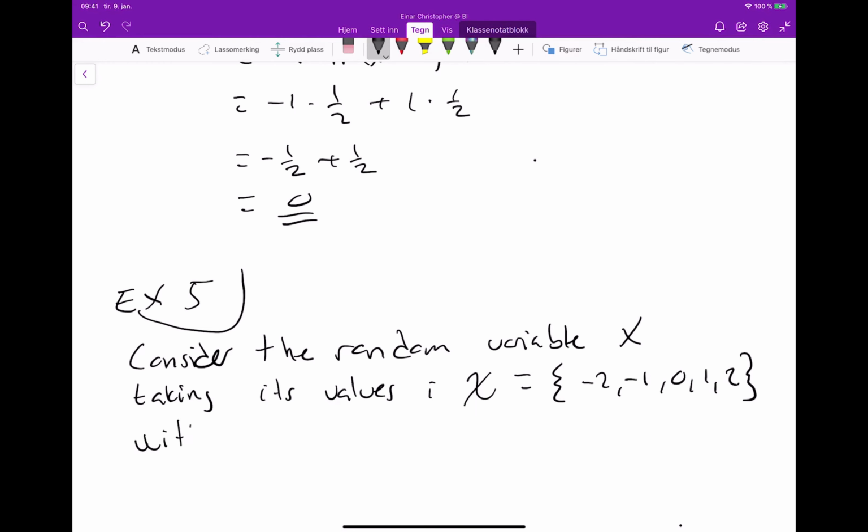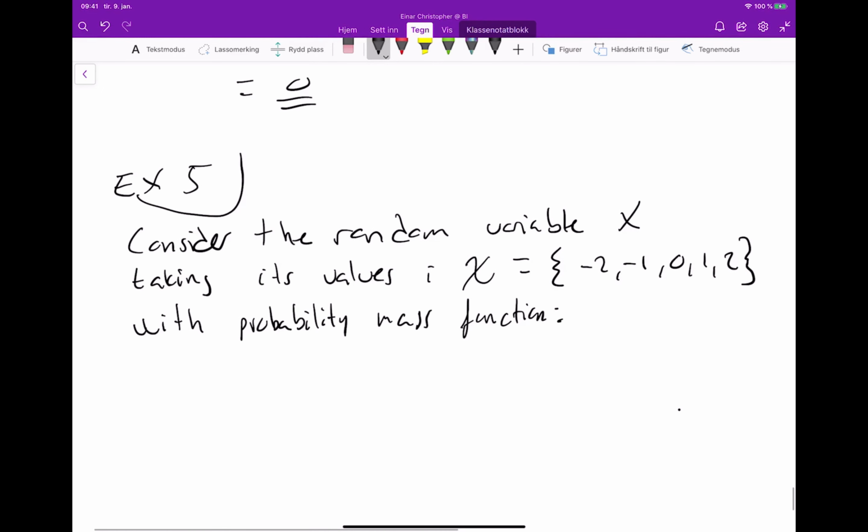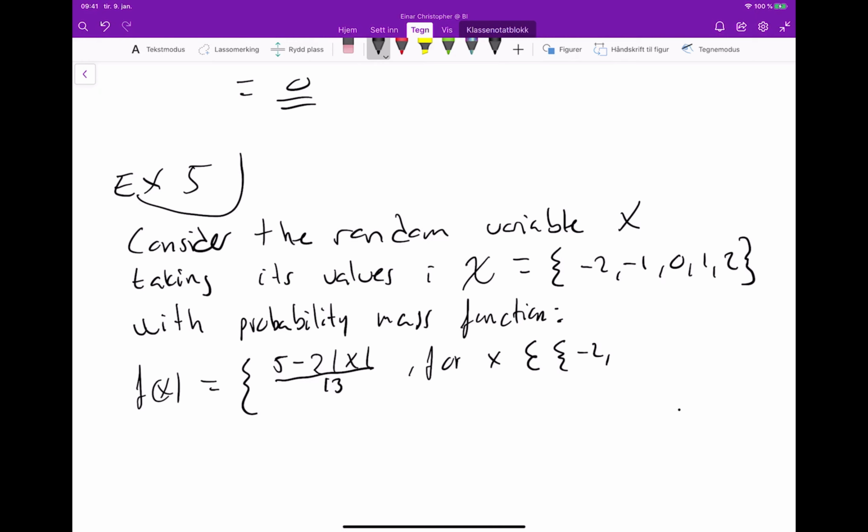with probability mass function f(x) equal 5 minus 2 absolute value x divided on 13 for x element in -2, -1, 0, 1, 2 and 0 otherwise.